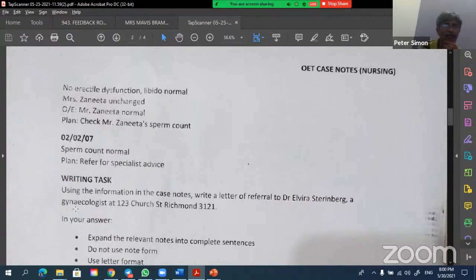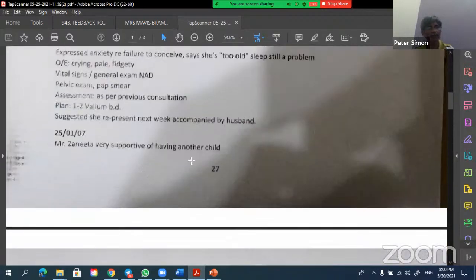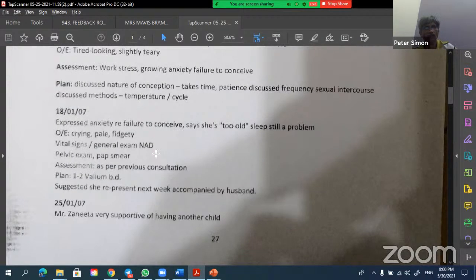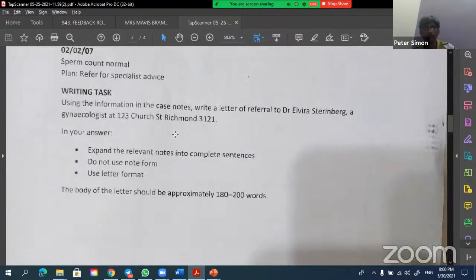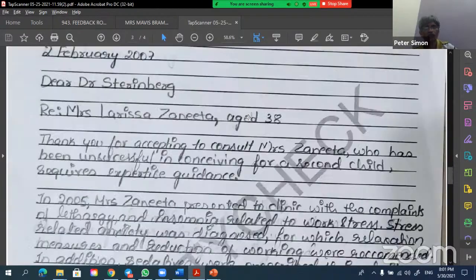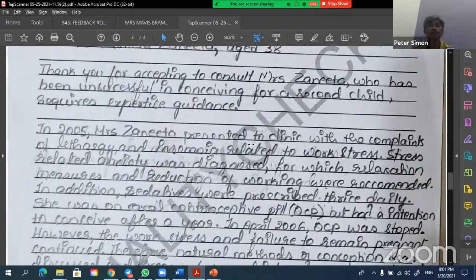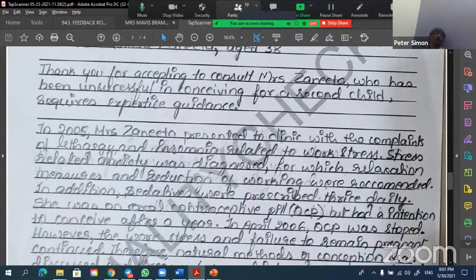Referral letter. Gynecologist. Okay, the problem is failure to conceive. Okay. Fine. Successful in conceiving the second child. Okay. Yeah, very good. You have posted in GMC letter submissions. They will type now. All the regular students, you have to submit in GMC corrections. Don't submit anywhere else. Submit in GMC corrections.